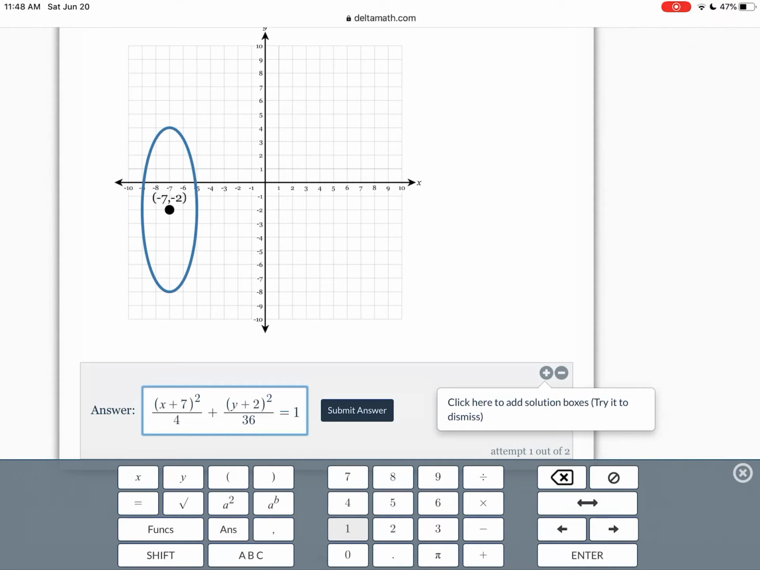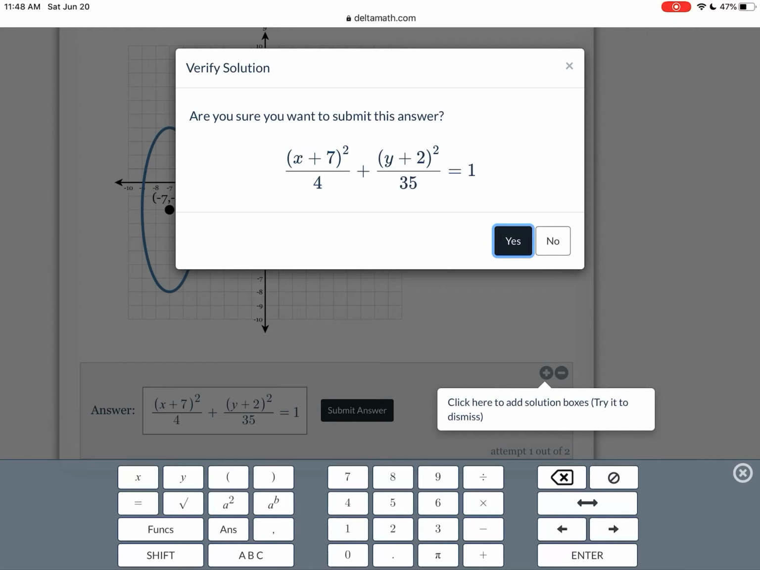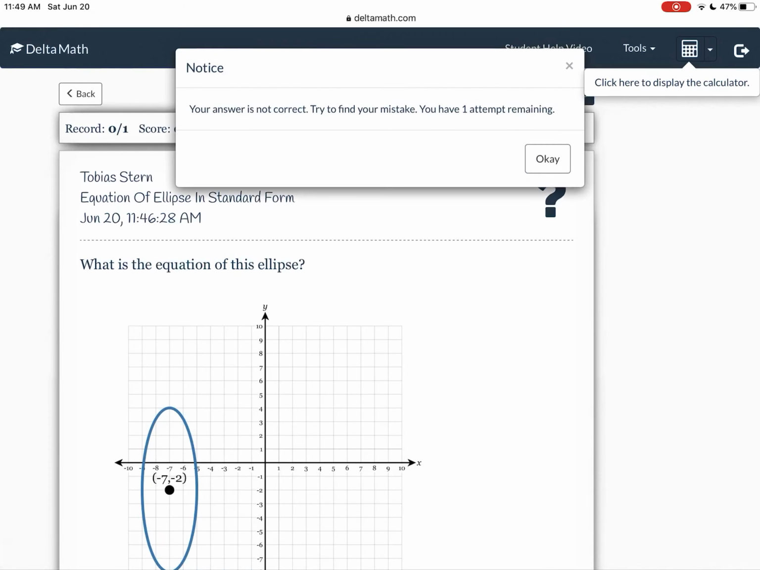But I want to just change something for the purposes of illustrating what happens when you submit a wrong answer. So let me just go and change this number here to 35 instead of 36, and I'll try to submit. Okay, so it first asks you if you're sure that you want to submit, so you have a chance to just see if you made a typo. Okay, I do intend to submit this answer, so I'll click yes. And you see that it tells you your answer is not correct, and you have 1 attempt remaining.